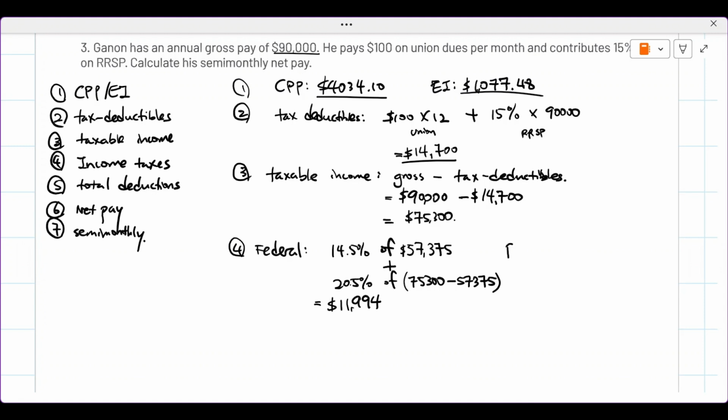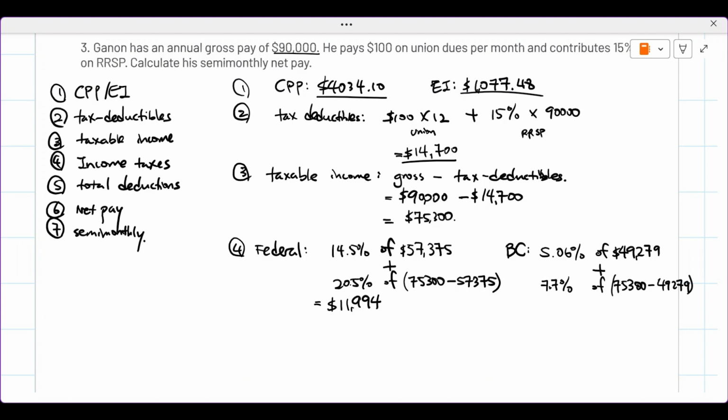Let's do the same thing for BC. So similar, BC, it's going to be 5.06% of the first portion, which is 49,279, and then plus the 7.7% of his taxable income of 75,300 minus the 49,279. So that's the portion that's above 49,279, but up to 98,560.